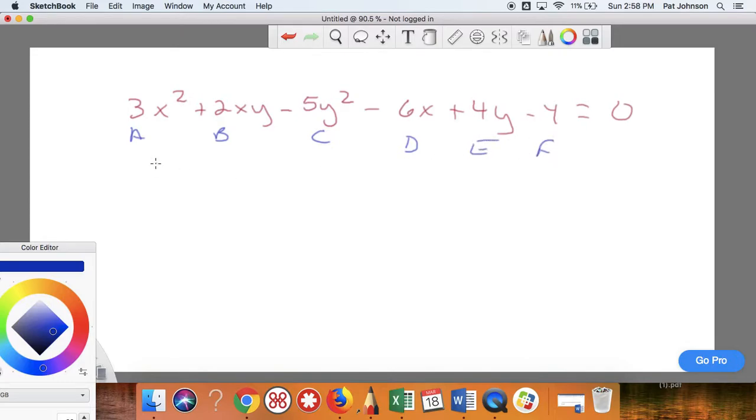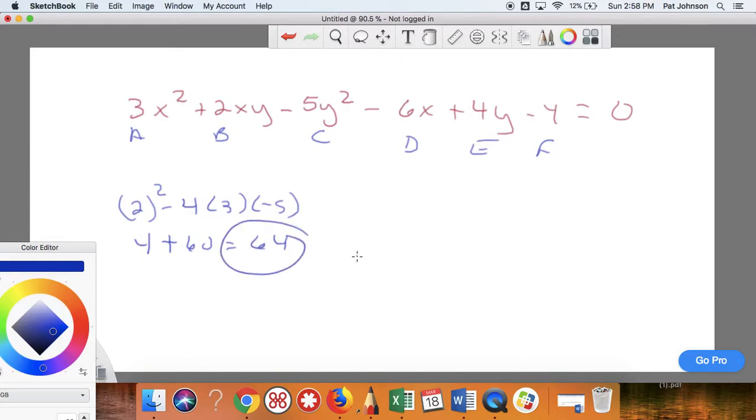And all I care about is A, B, and C, right? So b squared, so 2 squared, minus 4 times a times c. So I get 4, and negative times negative is a positive, so I get 64. So it's positive, meaning it's greater than 0, so I have a hyperbola.